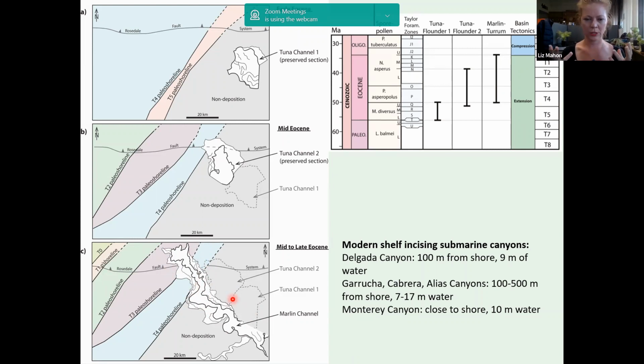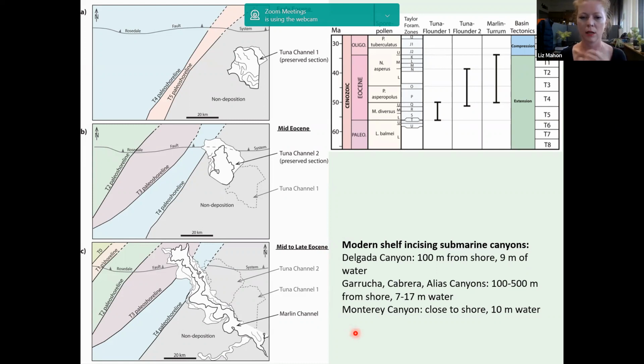So we're starting to build a picture now where we're starting to get a hint that maybe these channels and their channel fill are not actually fluvial. Perhaps they might be submarine. However, they are located very close to the paleo shorelines in quite shallow water. So we had a bit of a look around the world for some modern analogues, and we found quite a few modern shelf incising submarine canyons. Submarine canyons don't necessarily have to form on the slope. They can form on the shelf and, in fact, in quite shallow water.